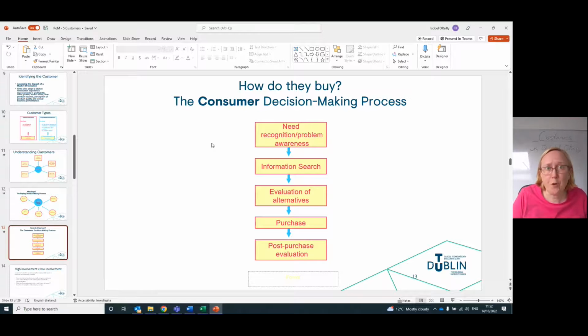Roles are about people or departments. Steps are obviously a process. So we have two different processes to discuss. One is the consumers, the private users of products, and the other is organizational buyers. So here we're looking at private users, the consumer decision-making process, 5 steps. The first one is need recognition or problem awareness, information search, evaluation of alternatives, purchase, and post-purchase evaluation.